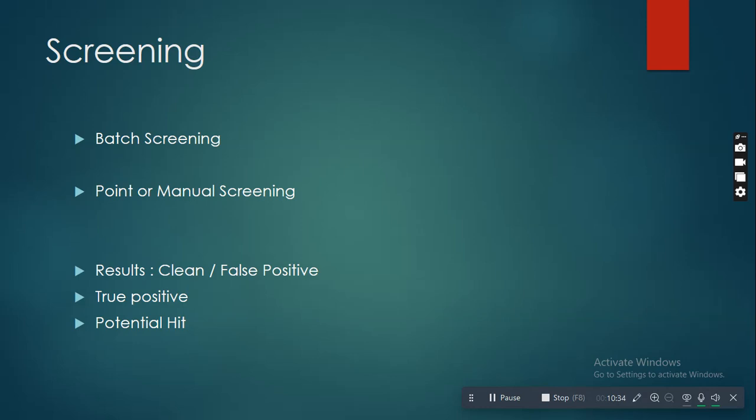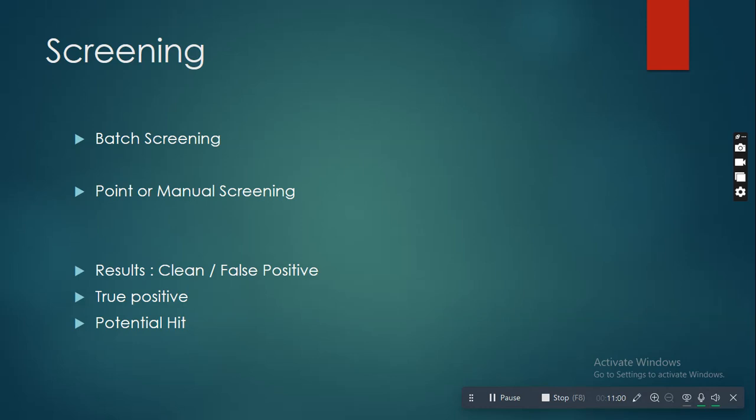Also, there is point or manual screening. This is done when it is evident that you need to do it manually. Say there are very close matches, like you know that person, or it's a very close match, then manual intervention is needed and manual screening is done. So these are the two types of screening basically done: batch screening and point or manual screening.